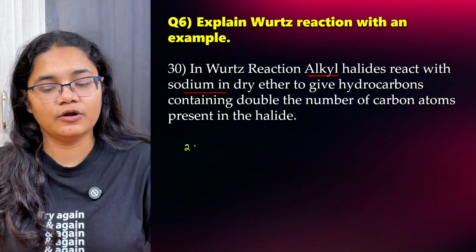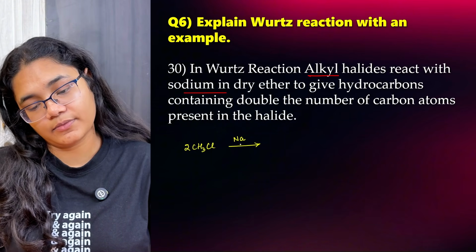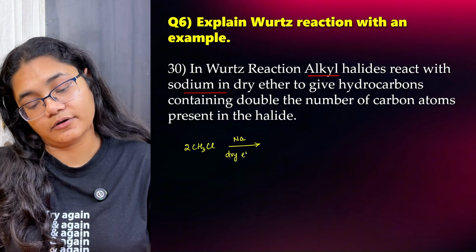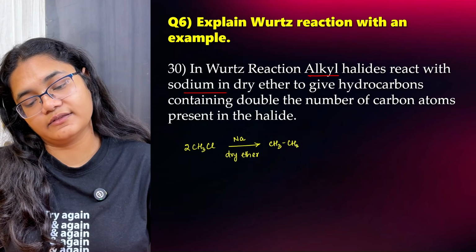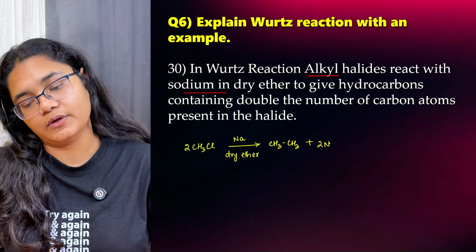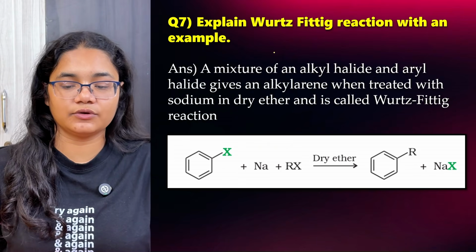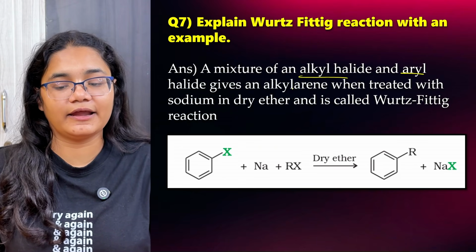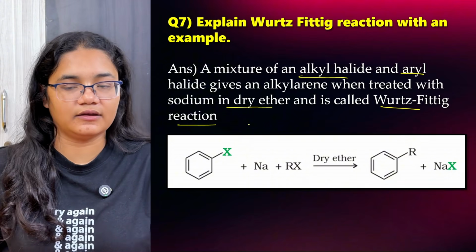So if I have 2CH3Cl, it will react with sodium and dry ether to give you C2H6 plus 2NaCl. Okay. Next, we have Wurtz-Fittig reaction. So here when alkyl halide and aryl halide react in presence of sodium and dry ether, you get the Wurtz-Fittig reaction.